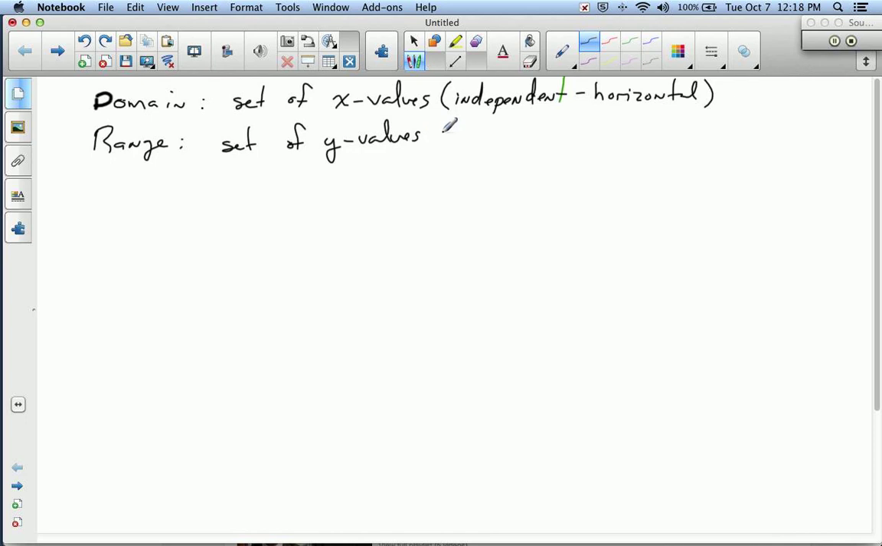And then our range would be our dependent variables. Dependent, which is our vertical axis. Okay, so that's really the true definition of domain, your independent variables, and range is your dependent variables. Okay, so let's just look at a brief example here.